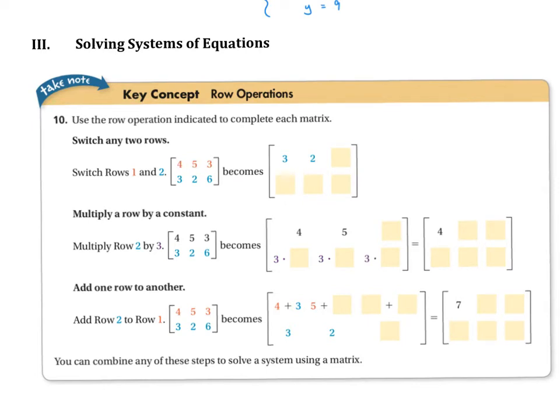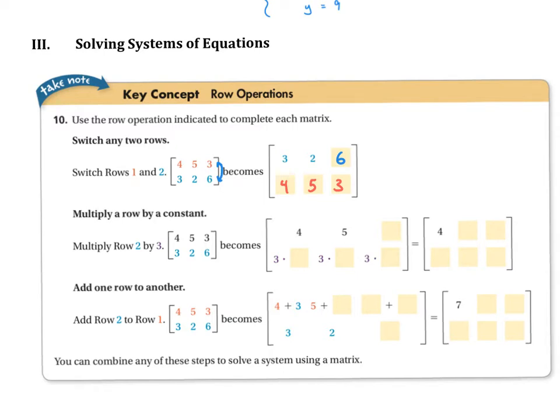But I can switch them. So it's okay. I can just switch the entire row. So that now means 4, 5, 3 is down below, and the 3, 2, 6 is above. Again, the whole group just shifts. So I can switch the rows there.